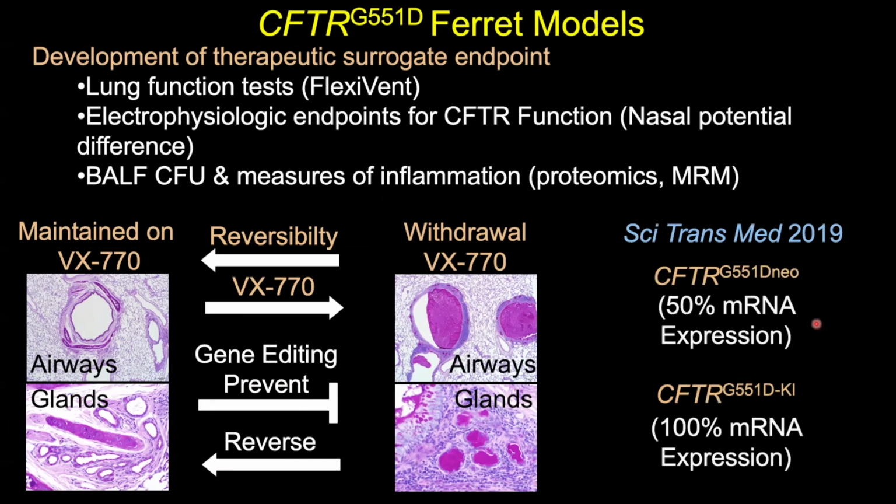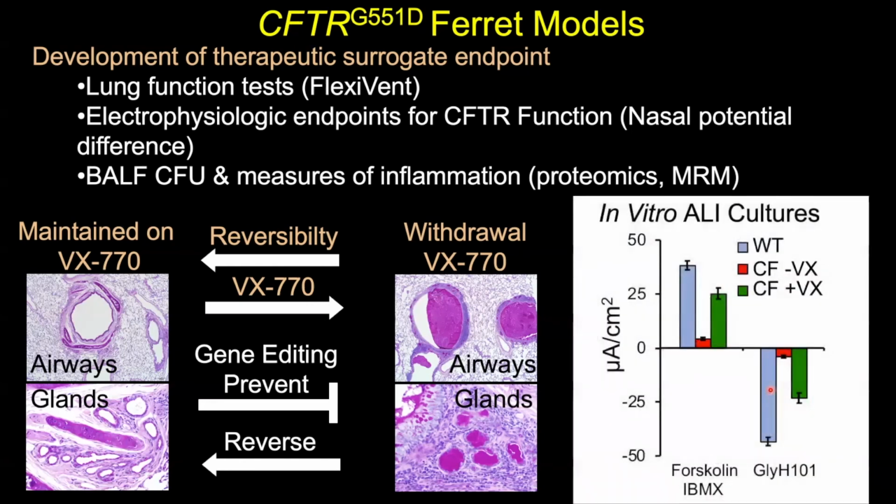Now, I will just point out that we have two flavors of these models. One was originally reported in Science Translational Medicine. It's a knock-in that was generated by cloning. There's a neomycin cassette in the intron, which reduces expression by 50%. But we have since created a model that has 100% mRNA expression, a clean knock-in using the Cas9 mediated approach, as I discussed earlier. And this model, with in vitro ALI cultures, can recover about 75% of CFTR activity in the presence of VX770 as compared to wild type.